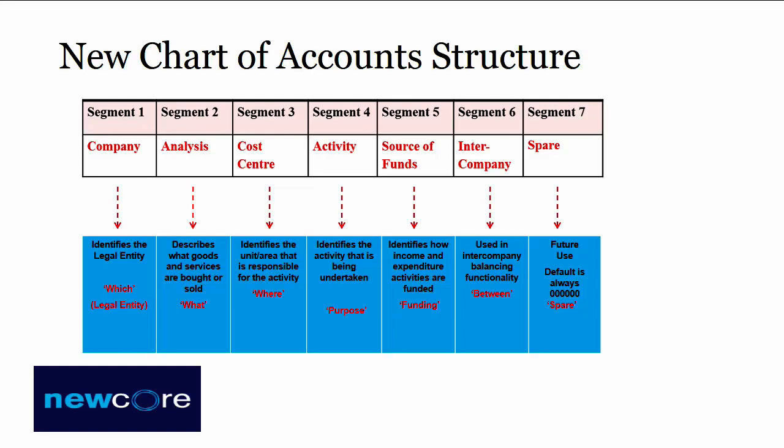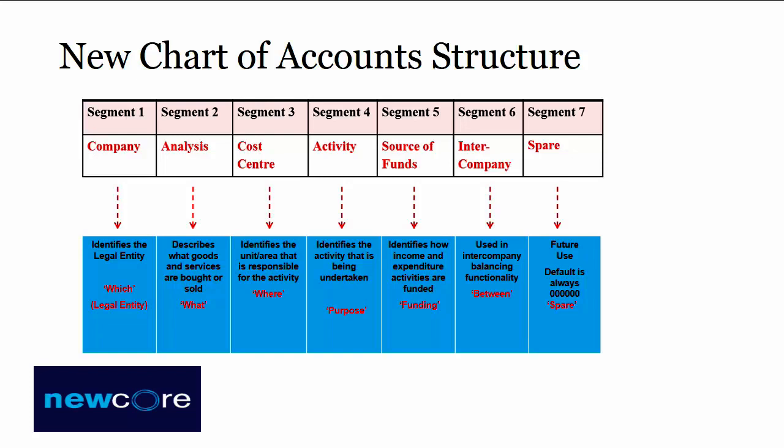Cost center, everybody's familiar with the idea. It is effectively which area unit is responsible for this particular purchase, where it is based. Activity identifies effectively the purpose of that particular purchase. Source of funds, where the funding is coming from. In the majority of cases, this probably will be general funds, but we could have some external funds as well. So this is identified by this segment.